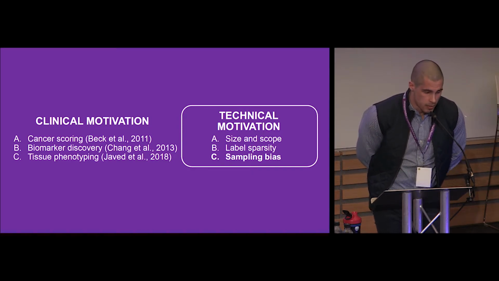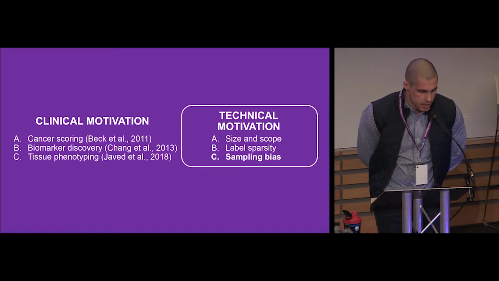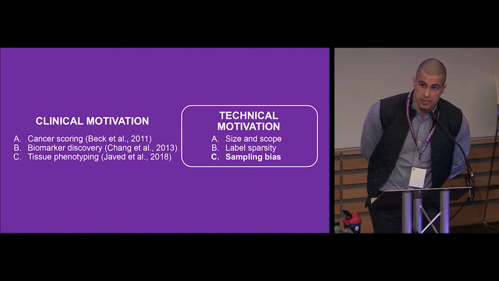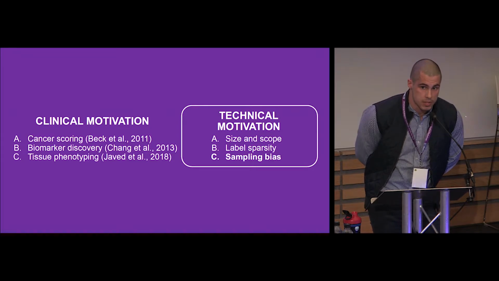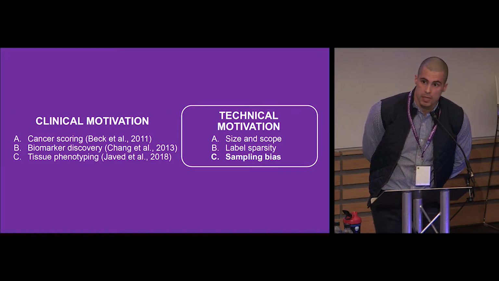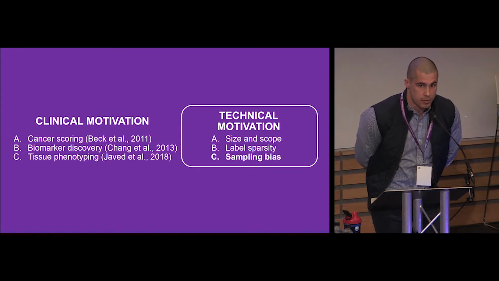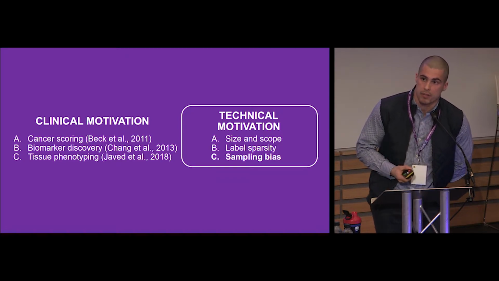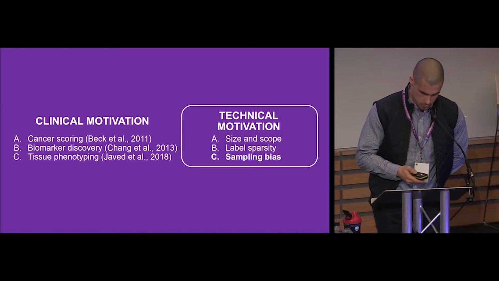Another important point is sampling bias, which was briefly touched on earlier in the talks today when people were discussing how big data sets are sufficient for training deep learning models. It's really not just about the size of the data set, it's also about the diversity of the data set and how that data set is representative of the whole population that the algorithm might face in the real world.